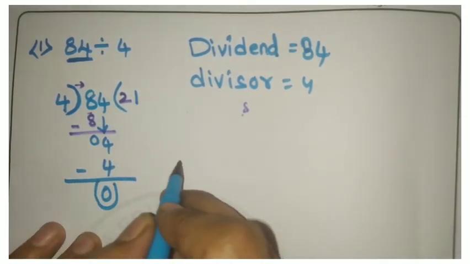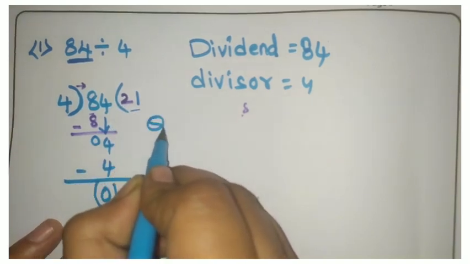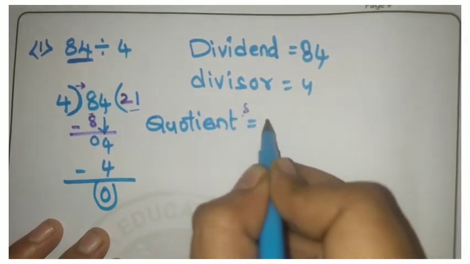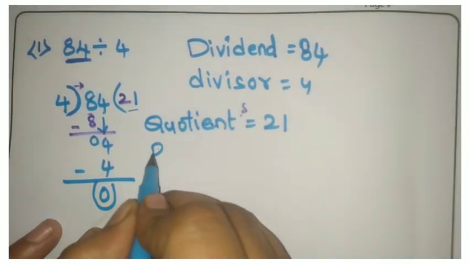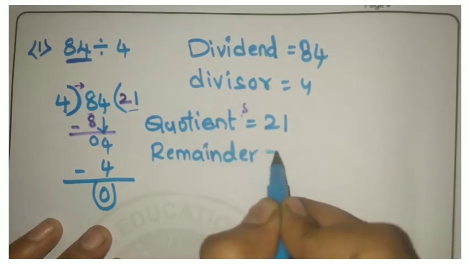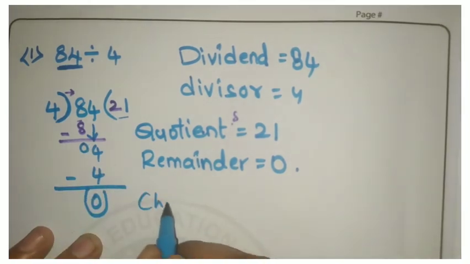This is long division. Okay. Here this is the quotient. Quotient is the answer. Okay, quotient is 21 and remainder is 0. Remainder is 0. Okay, to check the answer, now we'll do the check.